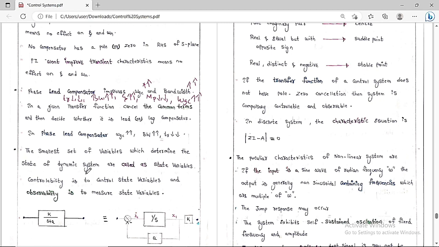So finally I can say that for a given transfer function of a control system, if it does not have any pole zero cancellation, then by default the system is said to be compulsorily controllable as well as observable.